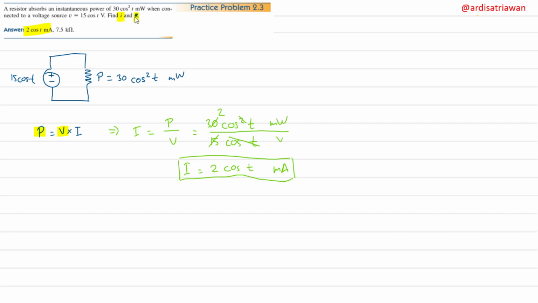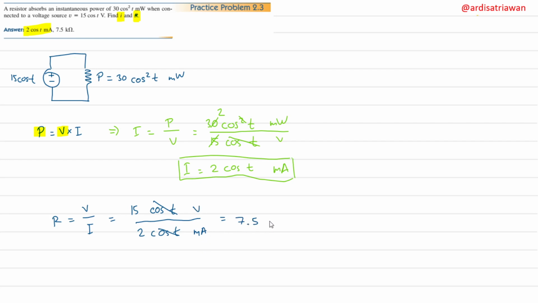Okay, I think this is R. Okay, now we know the voltage, we know the power, we know the current, so we can easily find out the resistance. By using Ohm's law, we can see that this is voltage divided by the current. Okay, our voltage is 15 cosine t, and our current is 2 cosine t. And then the unit of our voltage is volt, and then the unit of our current is milliampere. Okay, this cosine t will cancel each other, and 15 divided by 2 is 7.5.